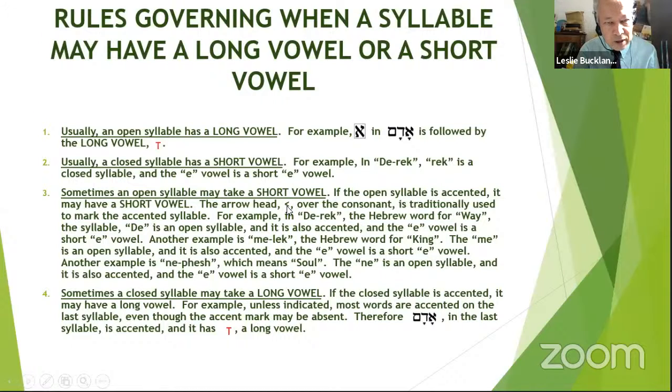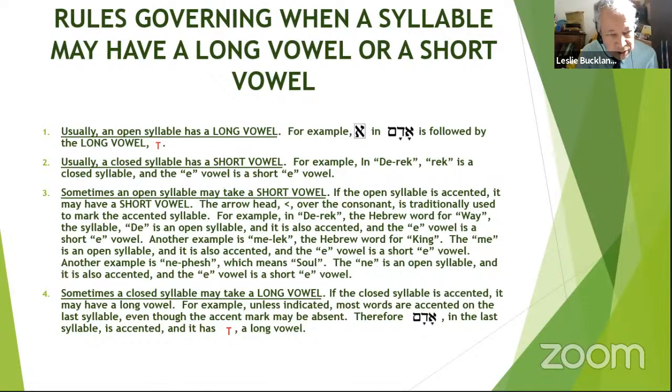Here is the arrowhead. If it has the accent symbol, which is this arrowhead, over that open syllable, a consonant followed by a vowel, then it can take a short vowel. It doesn't have to take a long vowel. If it has that accent mark, it may take a short vowel. What about the other one?